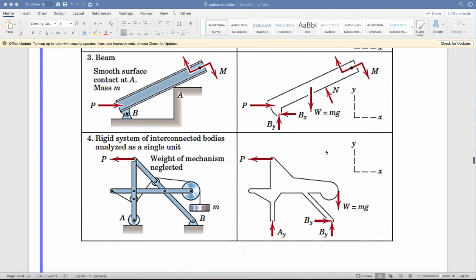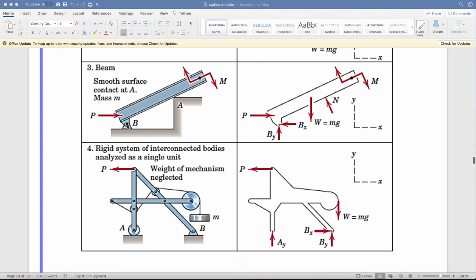Next, you have here a beam connected to a pin, and it is in contact with a smooth surface. So you have horizontal, vertical, and you have force P. Then you have here the normal force. That is a smooth plane, so you will only be having one reaction, and that is normal. Then the weight, it is always towards the center of the Earth. Then you have here your moment.